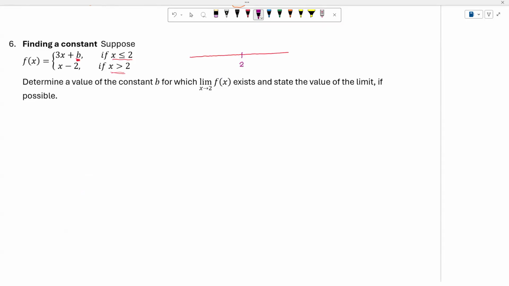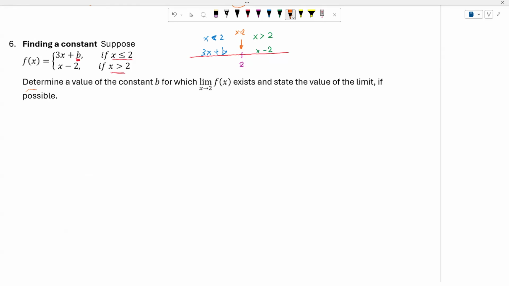This 2 right here is when x is less than or equal to 2, or maybe just less than, okay, is 3x plus b. When x is greater than 2, then we work with x minus 2, okay? And as opposed to this one right here, it will be x equal to 2 then, right? When x equal to 2.